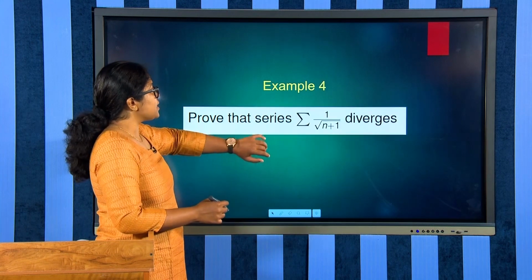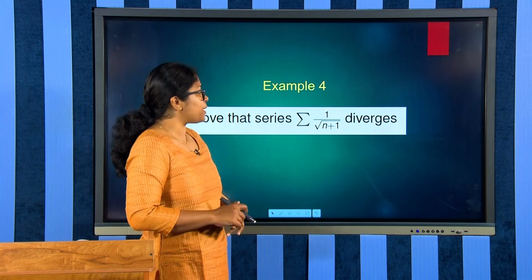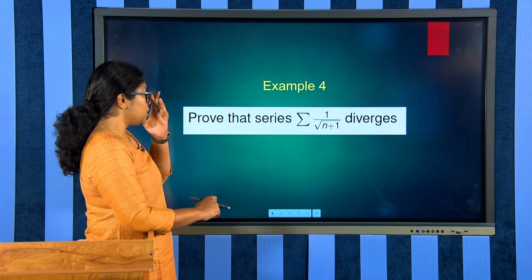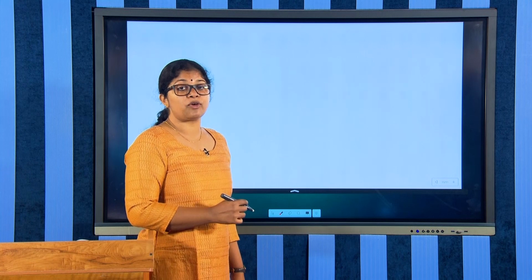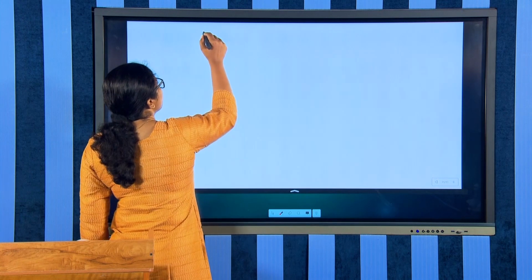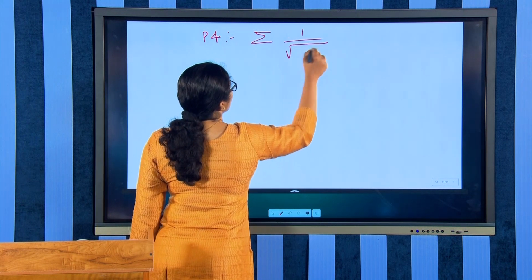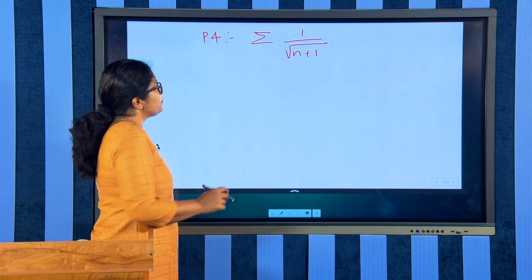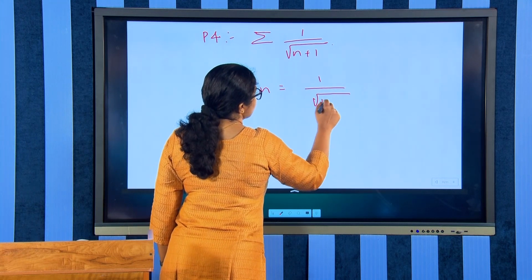Now, looking at the last example, example number 4, prove that the series summation 1 upon root n plus 1 diverges. So, so far we were looking at only convergent series. Now, we can see an example of a diverging series. Problem number 4, summation 1 upon square root of n plus 1. So, un is nothing but 1 upon root of n plus 1.